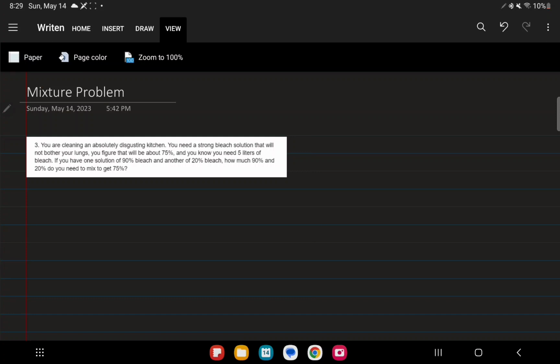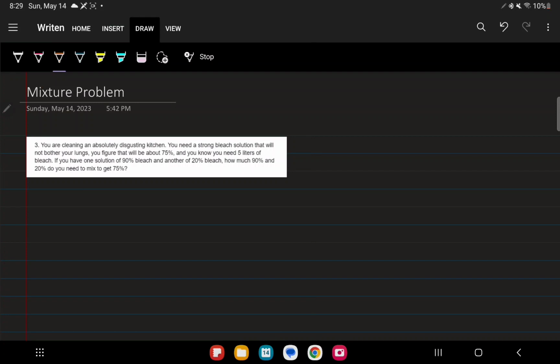So, you're cleaning an absolutely disgusting kitchen. You need a strong bleach solution that will not bother your lungs. You figure that will be about 75%. You know you need 5 liters of bleach. If you have one solution at 90% bleach and another at 20% bleach, how much 90% and 20% do you need to mix to get 75%? Let's go ahead.